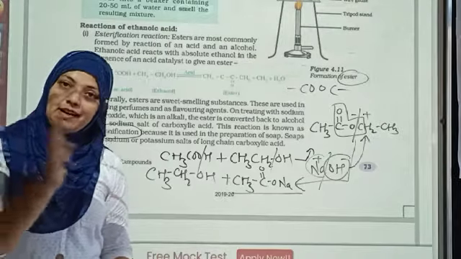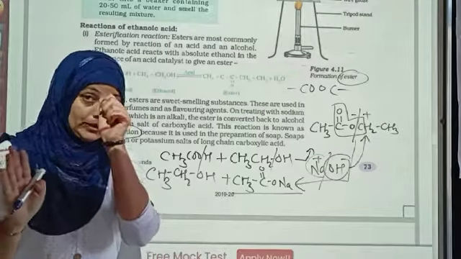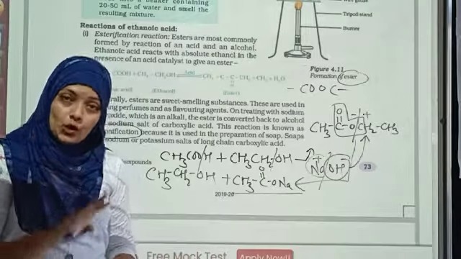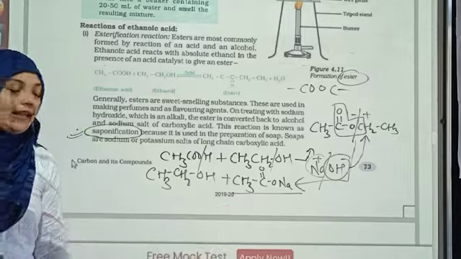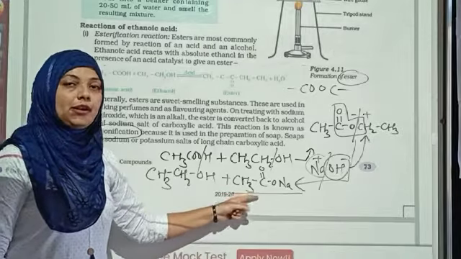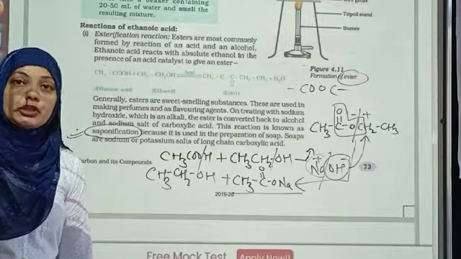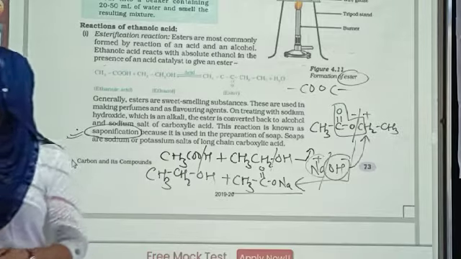Saponification means ester ka cleavage. When ester is cleaved with the use of alkali like NaOH, you will be getting the sodium salt of your carboxylic acid, and that is the soap molecule. That is why you will call this a saponification. I hope you understand this.